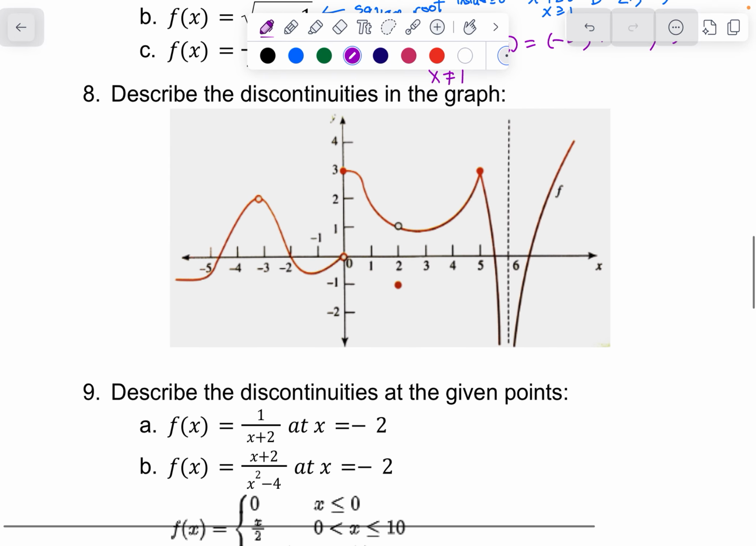So then let's take a look at number 8. It says describe the discontinuities for the function. So here I'm looking at x = -3, at 0, at an x value of 2, at an x value of 5, and at an x value of 6. Now, just take a minute, pause the video, and try to draw this graph on your paper. There's graph paper over on the counter. Feel free to grab some graph paper.